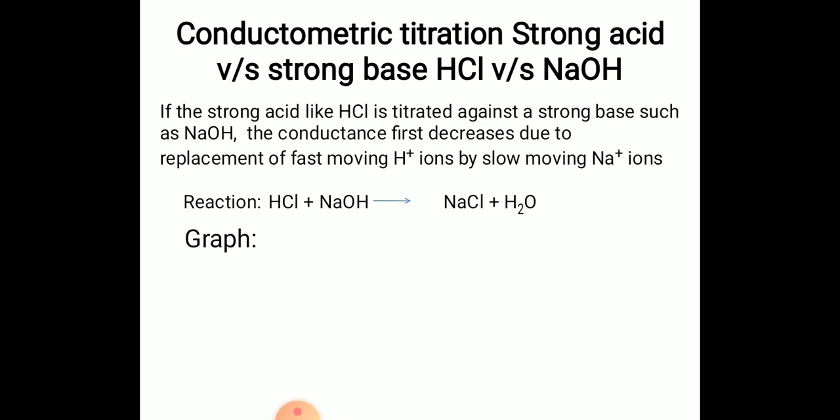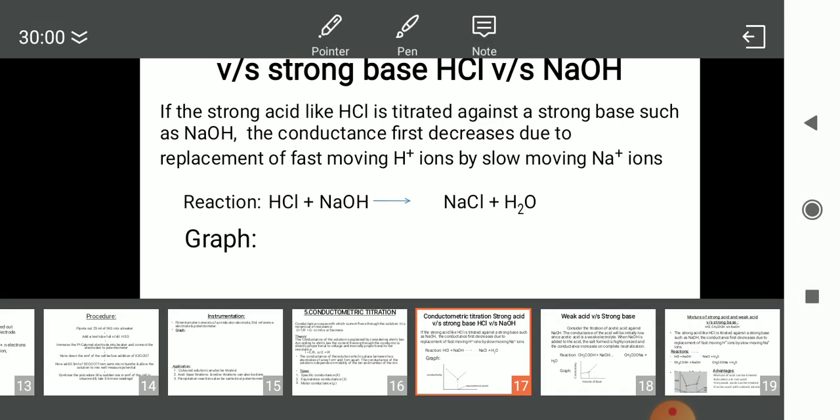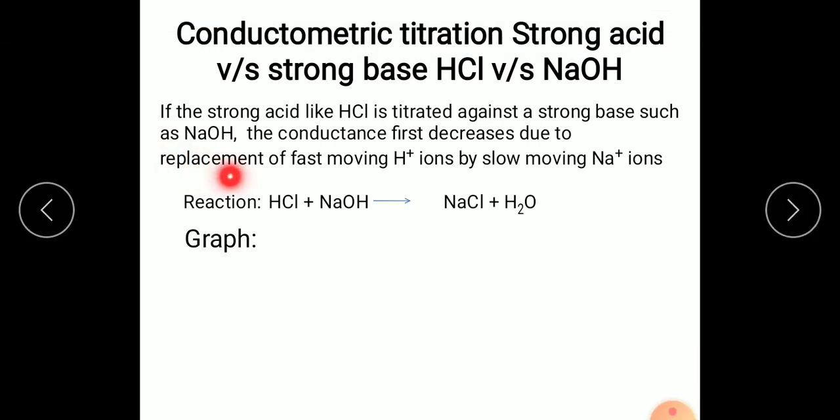The first case is case 1, strong acid versus strong base. In this case we have taken the strong acid as HCl and the strong base as NaOH. If a strong acid like HCl is titrated against a strong base such as NaOH, the conductance first decreases because of the replacement of fast moving H+ ions by slow moving Na+ ions. Just observe the reaction. We have taken a strong acid and a strong base, so the replacement of H+ ions takes place by Na+ ions.